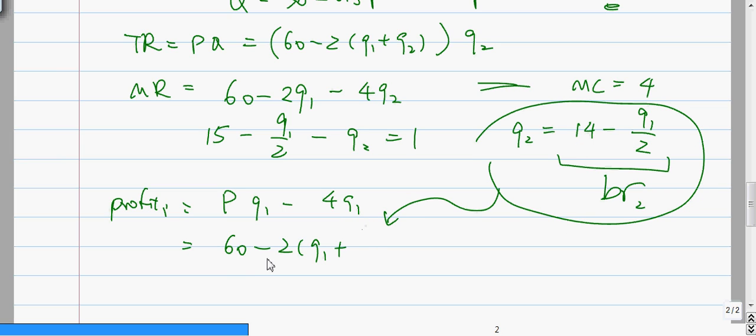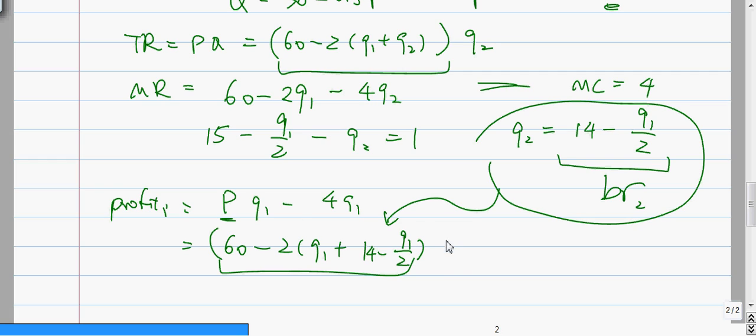By the way, the whole thing here is P. P is this thing as we calculated before, but we're just substituting Q2. So we have this expression, and this whole thing is multiplied by Q1 minus 4Q1.